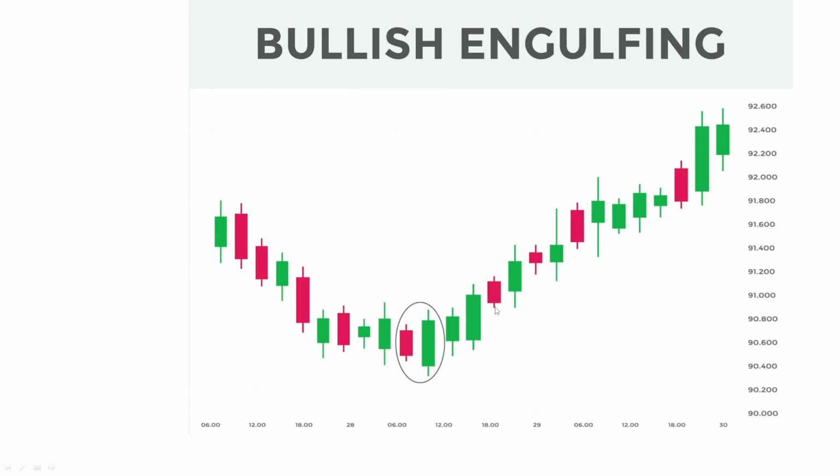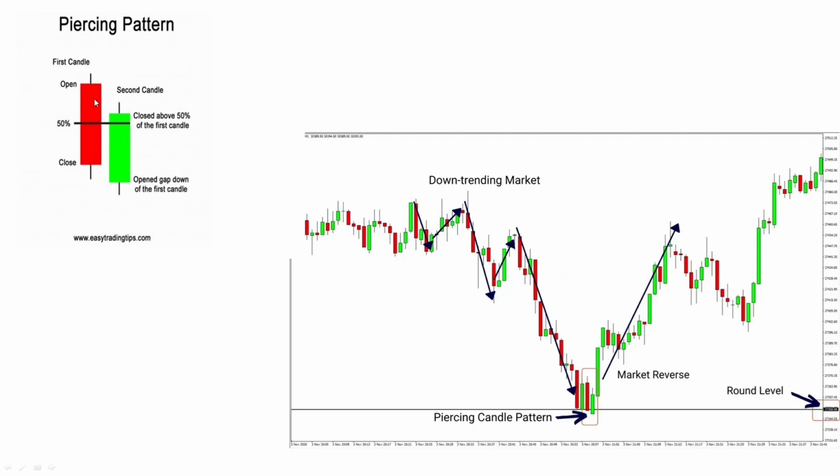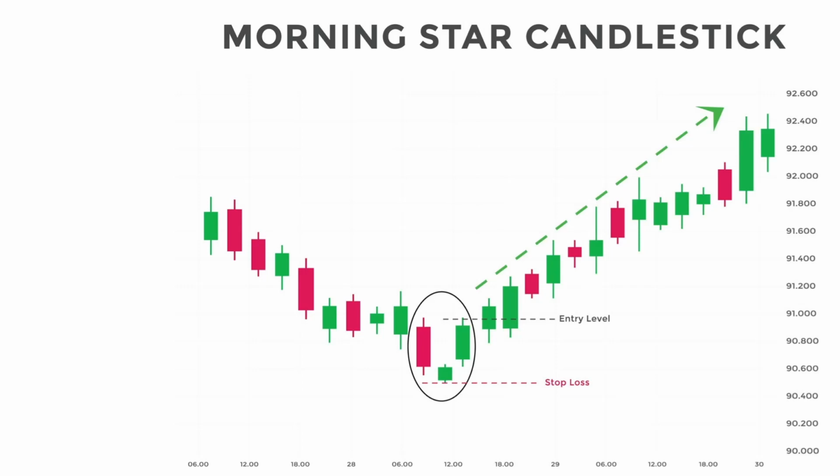Piercing line. The piercing line is a pattern made up of a long red candle followed by a long green candle. There is usually a significant gap down between the first candlestick's closing price and the next open green candlestick, which indicates a strong buying pressure as the price is pushed up to or above the mid-price of the previous day.